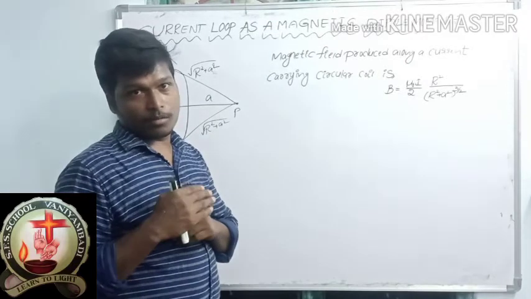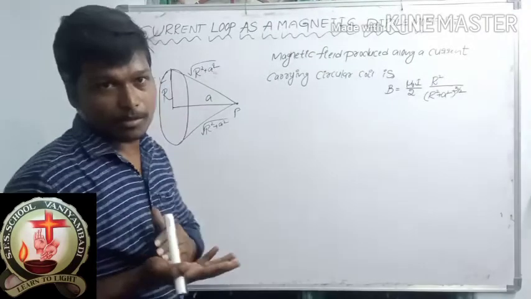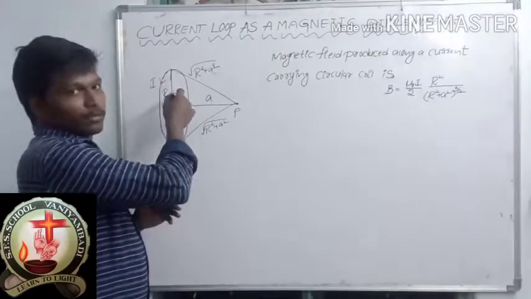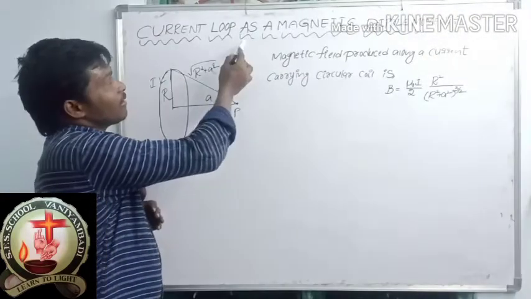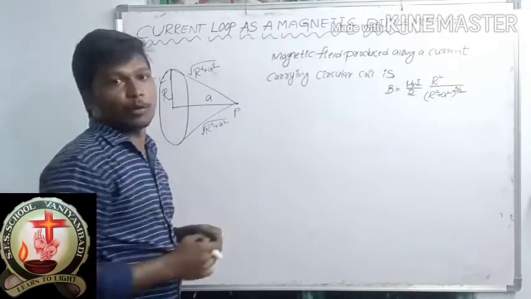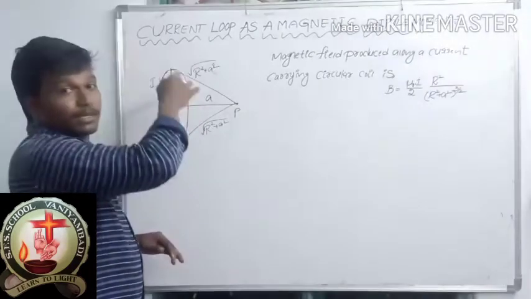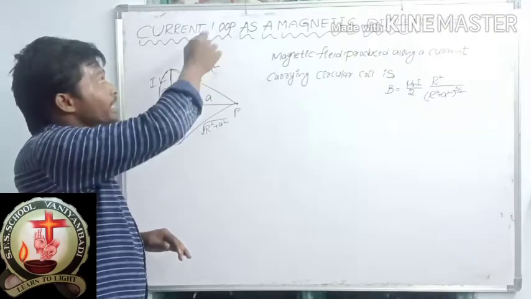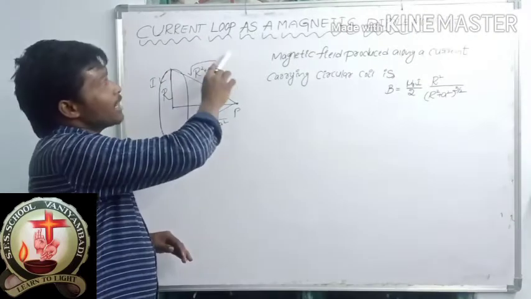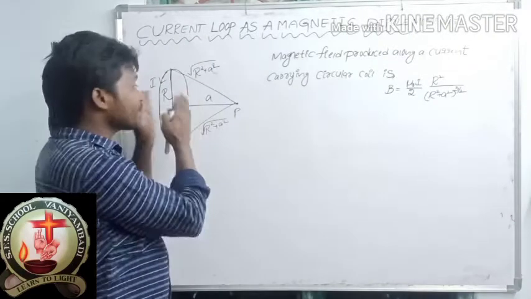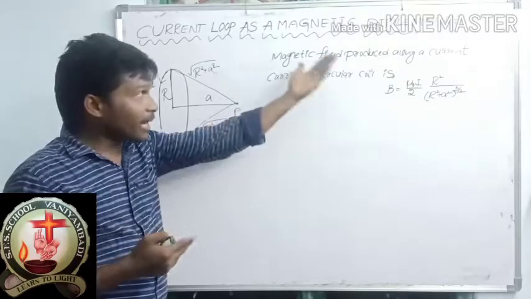Based on that concept, this is the coil, right? Our concept is how this coil will act as a magnetic dipole moment. Current loop means current coil. Loop means coil. So current loop as a magnetic dipole moment means how this coil will act as a magnetic dipole moment.